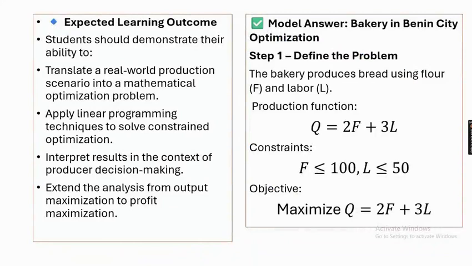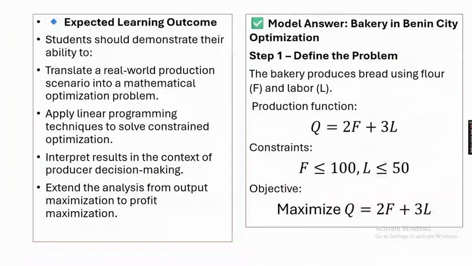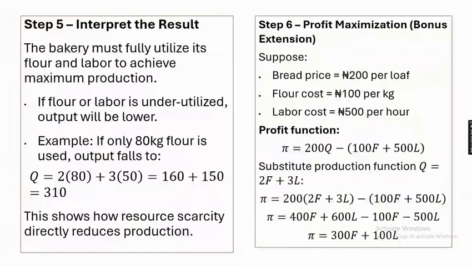Step 1, define the problem. Maximize Q equals 2F plus 3L, with F less than or equal to 100 and L less than or equal to 50. Step 2, identify objective and constraints. Step 3, apply constraints. Use all resources. Step 4, compute Q equals 2 times 100 plus 3 times 50, which equals 350.